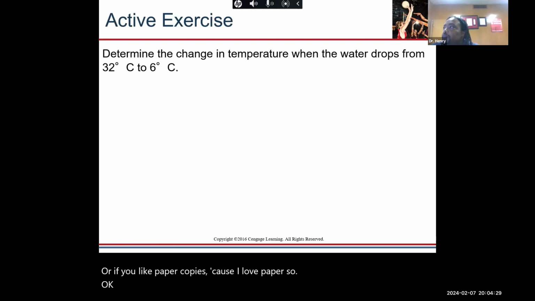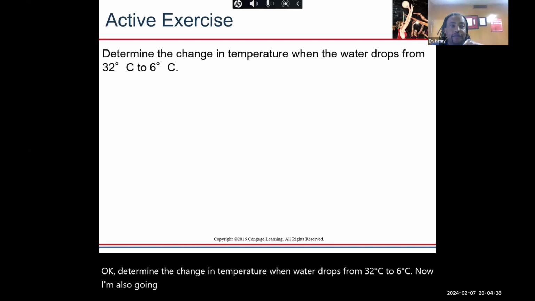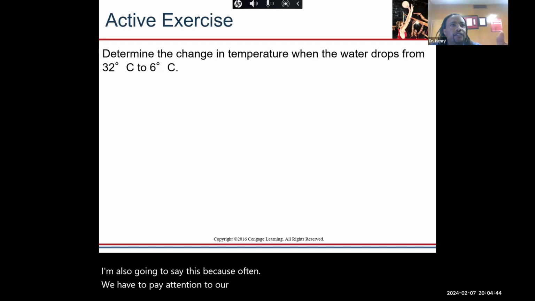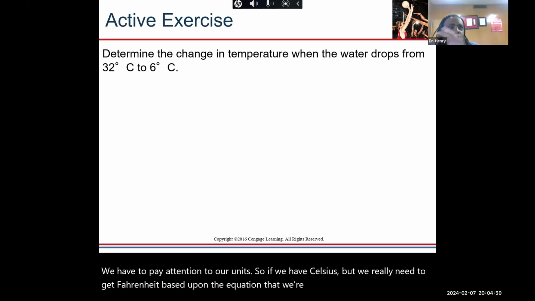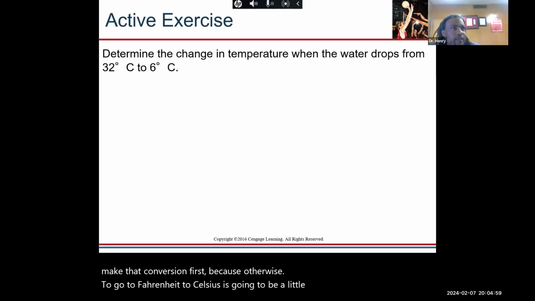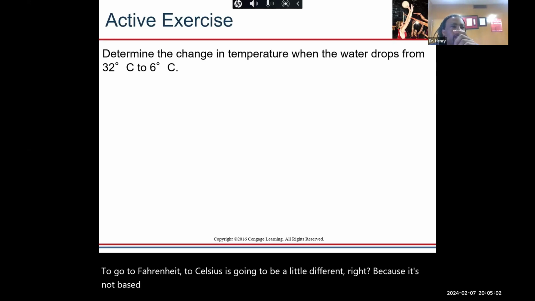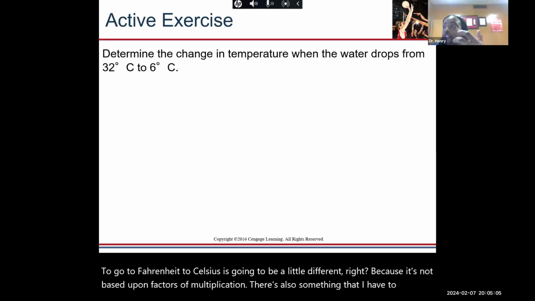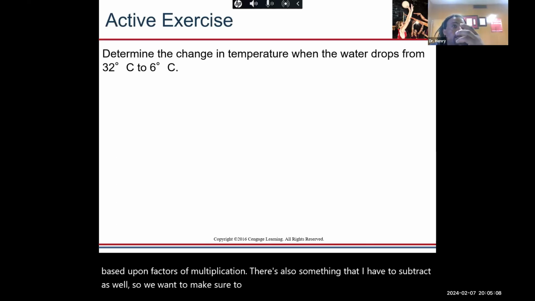Determine the change in temperature when water drops from 32 degrees Celsius to 6 degrees Celsius. Now, I'm also going to say this because often we have to pay attention to our units. If we have Celsius, but we really need Fahrenheit based upon the equation we're working with, we would need to make that conversion first, because going from Fahrenheit to Celsius is a little different. It's not based upon factors of multiplication; there's also something to subtract as well. So we want to make sure to do our conversion before we do the subtraction.